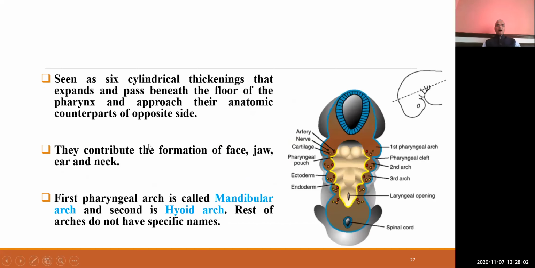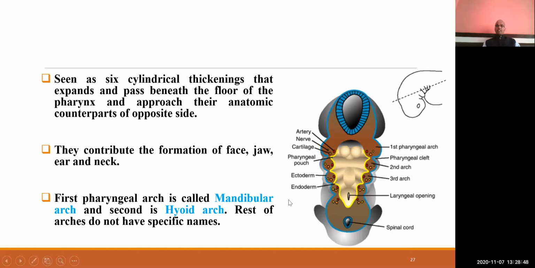Pharyngeal arches are seen as six cylindrical thickenings: 1, 2, 3, 4, 5. They pass beneath the floor of the pharynx and approach their counterparts on the opposite side, connecting to them. They contribute to the formation of the face, jaw, ear, and neck.